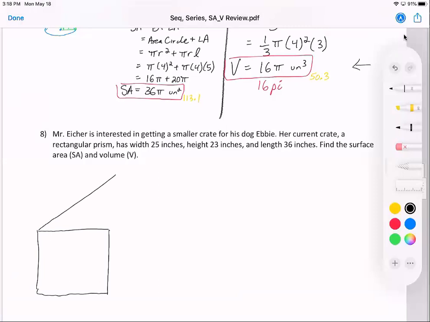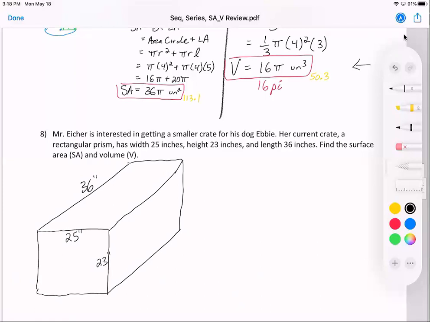And then it is pretty long, so go back this way. And I go down like that. There we go. So there's her crate. It's 25 by 23 tall, and those are in inches. And then we have 36 inches for this one. Okay, so let's find the surface area and the volume.